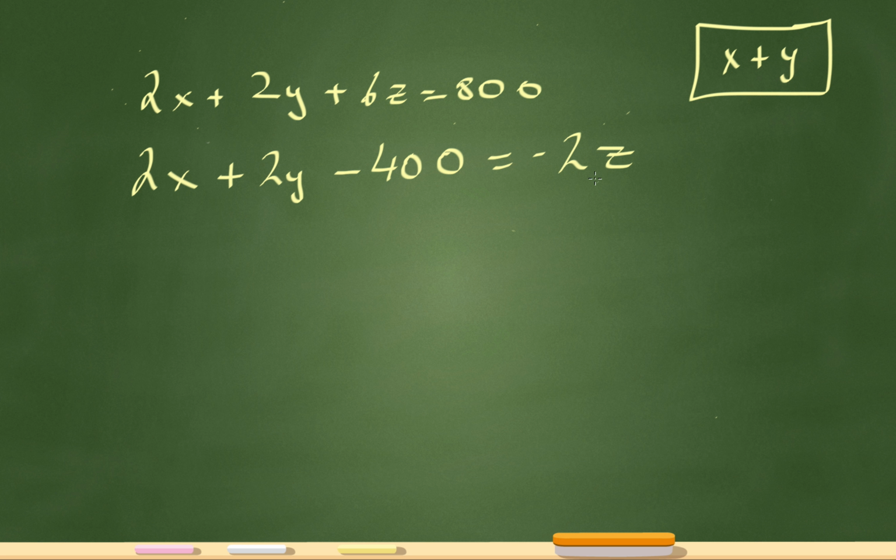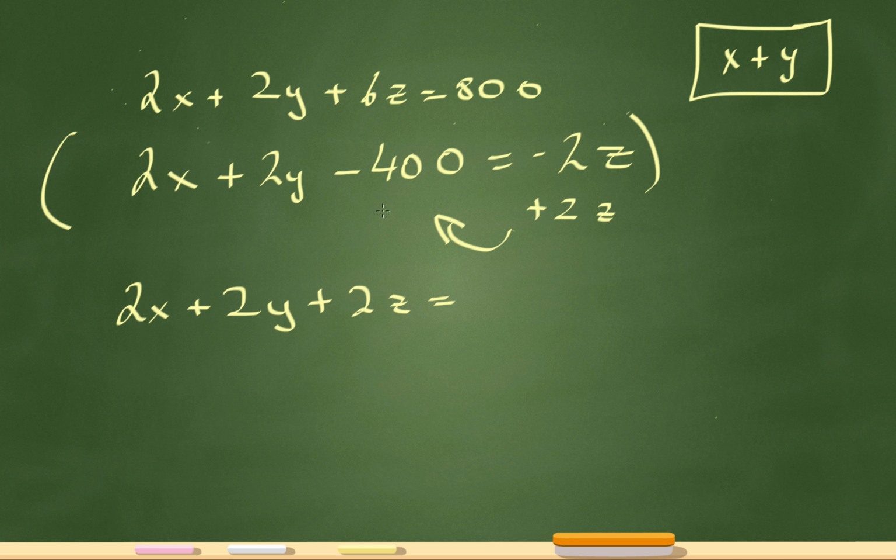I don't like how this one doesn't look like the one at the top, so I'm going to rearrange the second one to make it look somewhat similar to the one at the top. What I mean by that is I'm going to bring that negative 2z here, and bring the negative 400 over here. So that'll be 2x plus 2y. If I bring the 400 to the other side, it'll become positive. And I'm going to bring this 2z to this side, so I'm going to add 2z here, and that means I have to add 2z here. I'm going to add the 400 here, and that means I have to add the 400 here. So my new equation will be 2x plus 2y plus 2z equals 400.